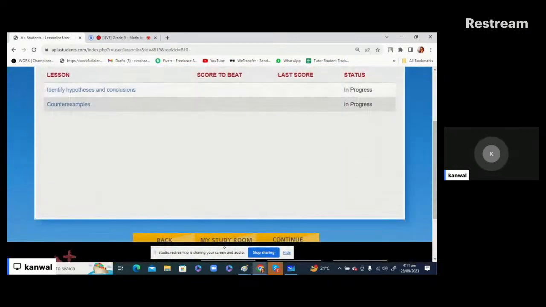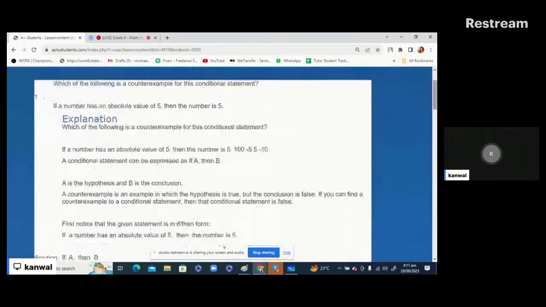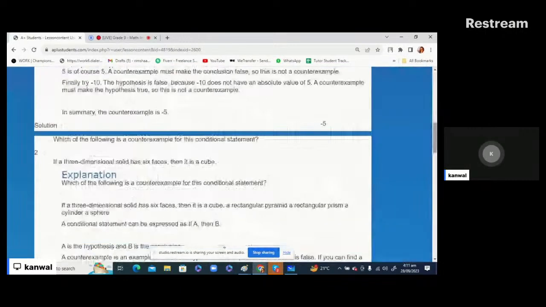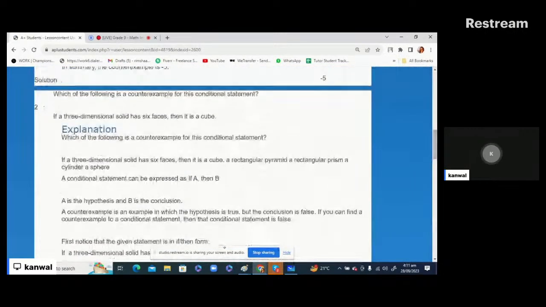So there are different counterexamples related to that. You just need to check it out. This is again the same thing. Let's do this one. Which of the following is the counterexample for this conditional statement? If a three-dimensional solid has six faces, here they're talking about a three-dimensional solid with a fixed six faces, then it's a cube.